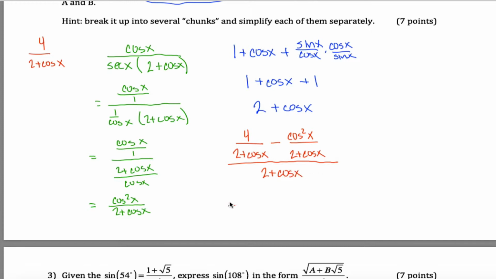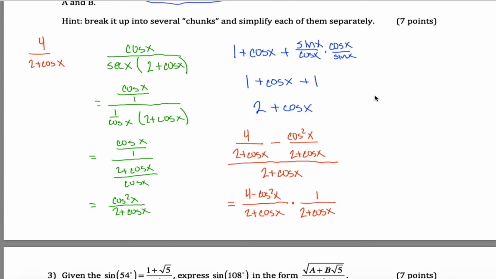Okay. In the numerator, I have a common denominator. It sounds kind of weird. So I can subtract these two things and call it 4 minus cosine squared x divided by 2 plus cosine of x. And then down in the denominator here, I'm dividing by 2 plus cosine of x divided by 1. So I can change this from a division problem to a multiplication problem if I multiply by the reciprocal of this. In other words, I make it 1 over 2 plus cosine of x.